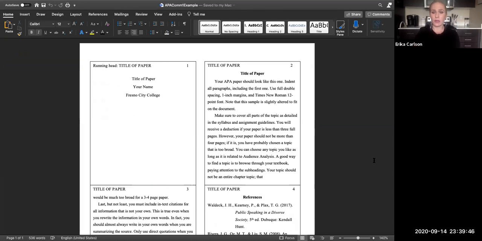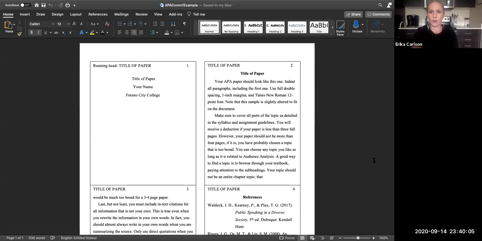So this is going to be representative of 4 different pages. And I've kind of put it on one page for you so that you can see what it will look like throughout pretty much the entirety of your paper. And why don't we go ahead and start with what APA formatting is.